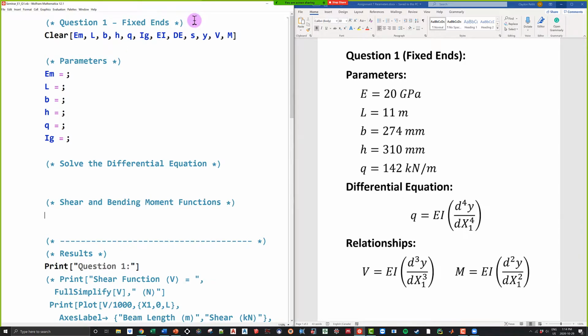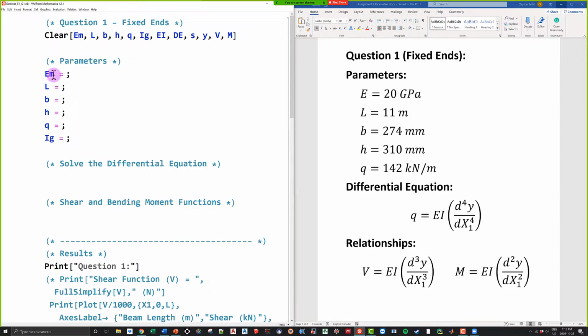All right, so again, we're going to consider the fixed end condition case. And what I'm going to do instead, to try and get you guys involved, is write stuff down and ask you guys, did I write it correctly or did I write it incorrectly? So hopefully this will help you solve this question. If we look at question number one, we have our parameters here on the right, and this comes directly from the question. What we need to do is define these parameters in Mathematica.